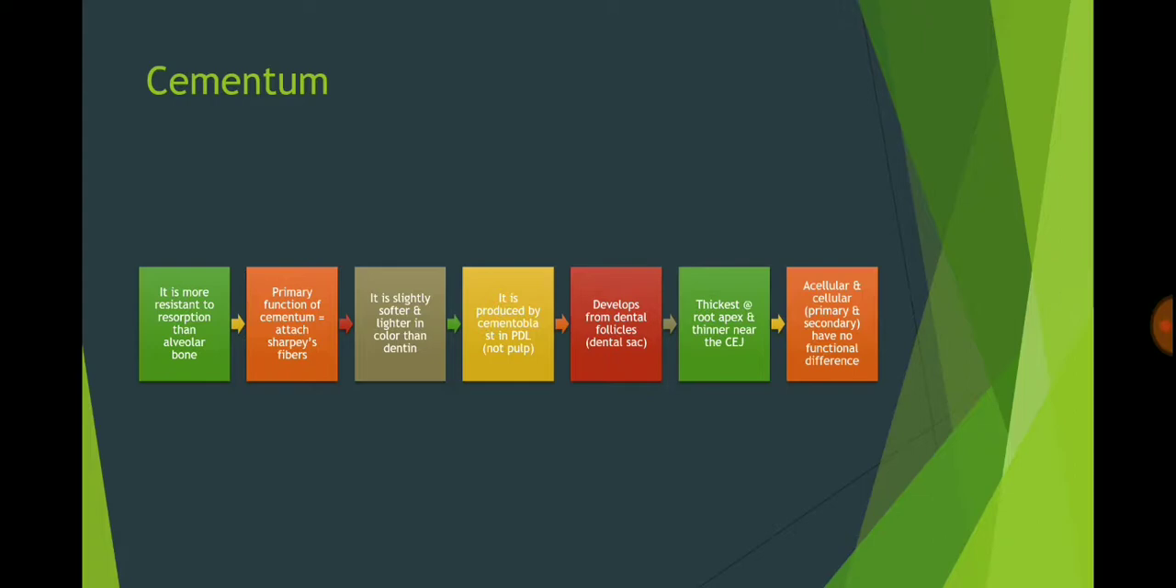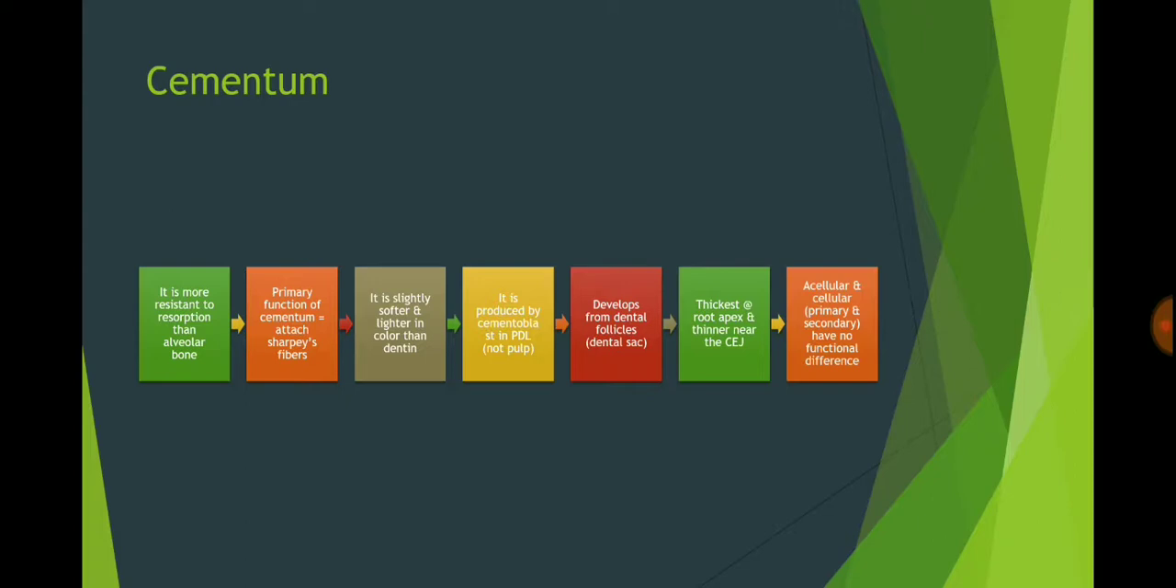Cementum is produced by cementoblasts in the PDL. I put here "not the pulp", so it's not the pulp that produces cementum, it is the PDL. The PDL is the one producing cementum, and the cementoblasts are found in the PDL and they deposit cementum. Cementum develops from dental follicles in the dental sac. The thickest cementum is found at the root apex, and it is thinner near the CEJ, the cemento-enamel junction.